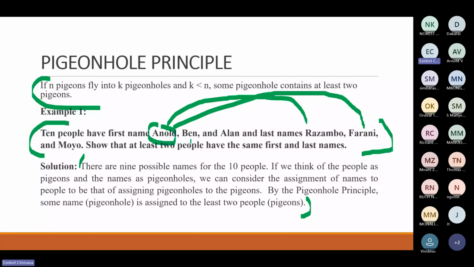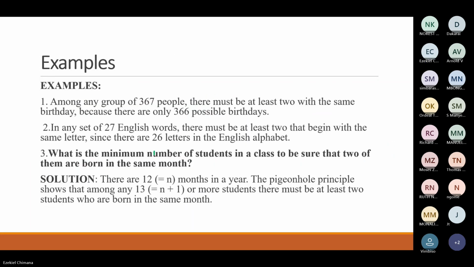You just need to show that whenever I assign these names to these people, I'm going to have 9 different names for 10 people. So it's evident that whenever I try to add another name, I'm going to have 2 people with the same name. At least 2 means greater than or equal to 2. So you will have at least 2 people with the same first and last names. Are we clear on this one?